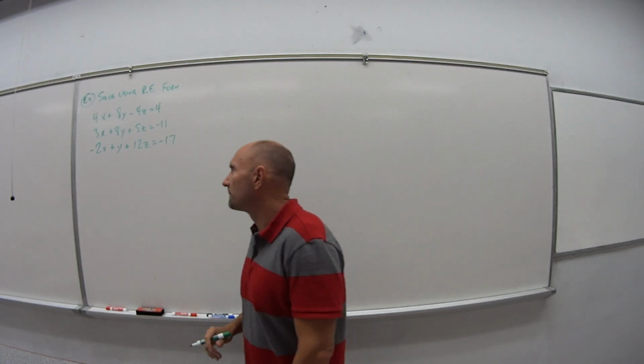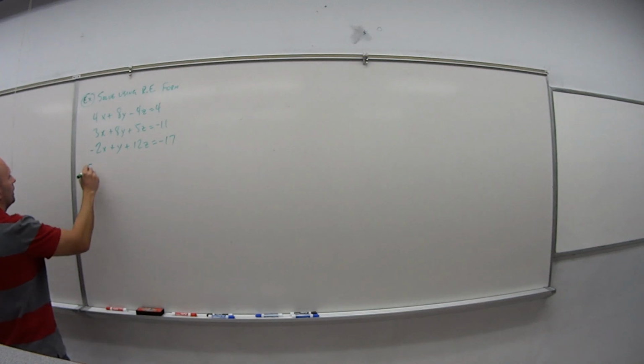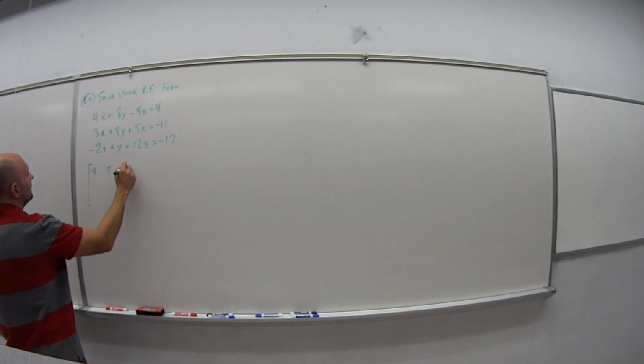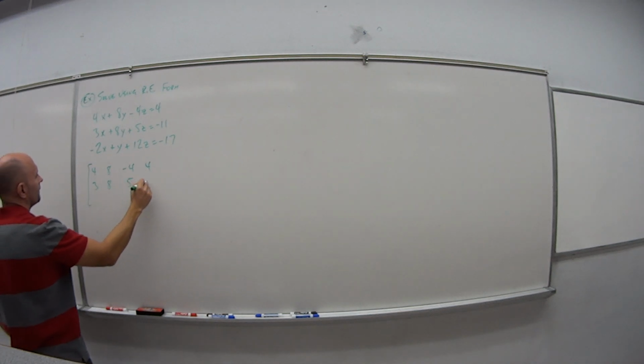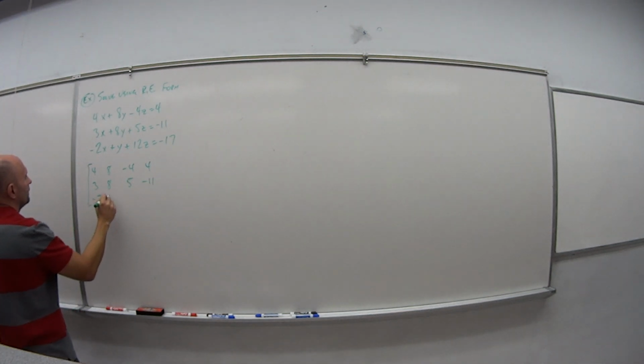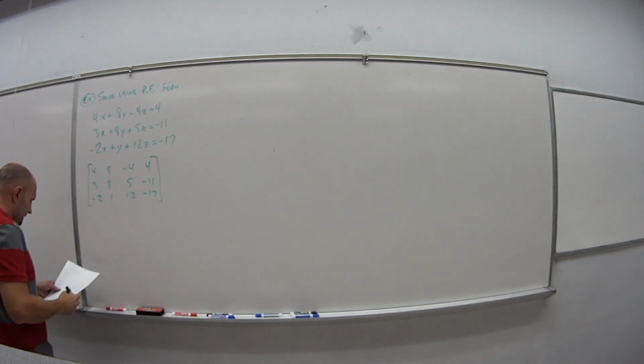So welcome back. So if I put this in a matrix form, I get what? 4, 8, negative 4, 4, 3, 8, 5, negative 11, negative 2, 1, 12, negative 17.